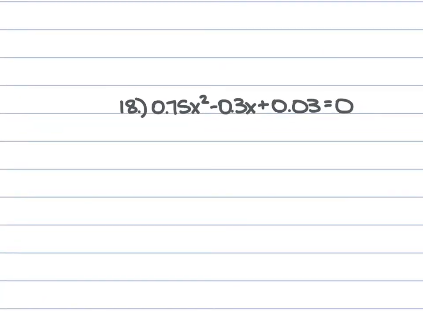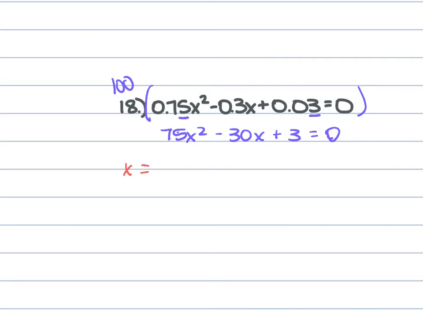For 18, we have 0.75x squared minus 0.3x plus 0.03 is equal to 0. I want to get rid of my decimal, so I'm going to multiply everything by the greatest place value, which is the hundredths. So everything's going to multiply by 100. So I'm going to have 75x squared minus 30x plus 3 is equal to 0. From here, I'm going to use my quadratic formula. To me, it's just easiest to do.